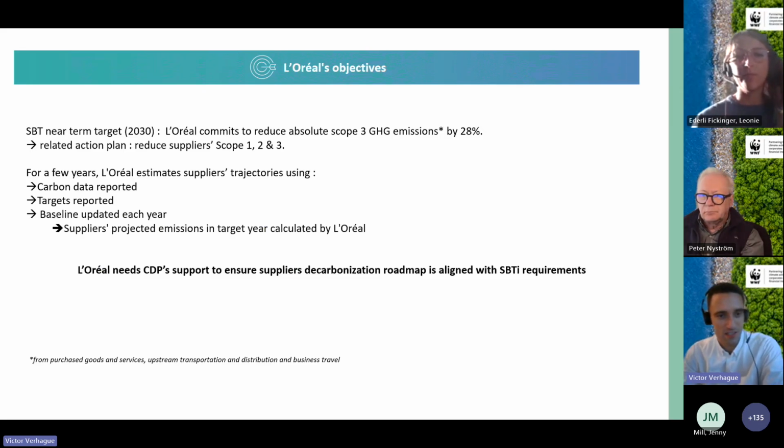Essentially, what CDP does is that we provide L'Oréal with temperature scores for a list of about 350 strategic suppliers every year.